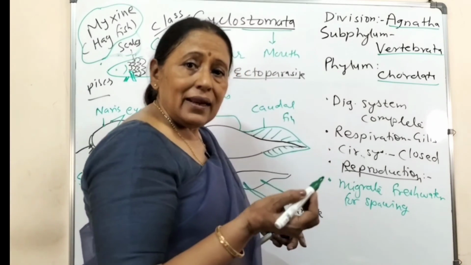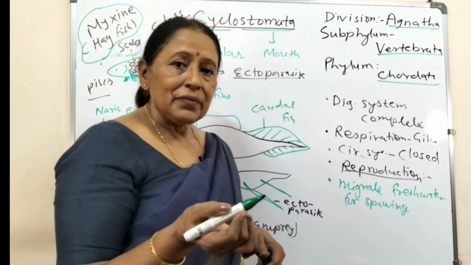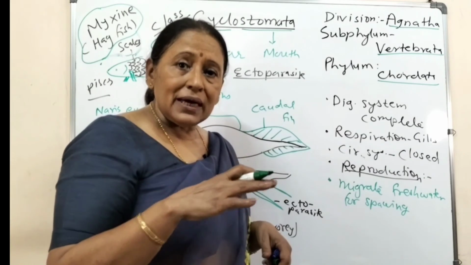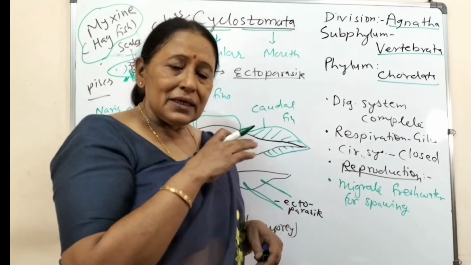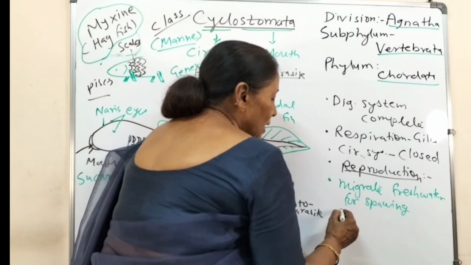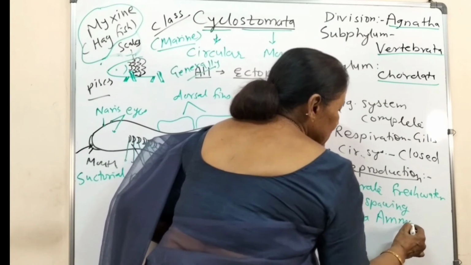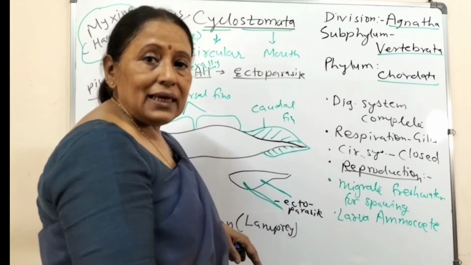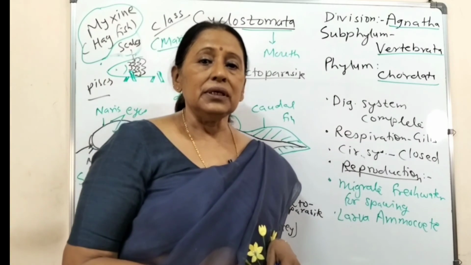and then after laying the eggs, within a few days the parents, they die. All of them, all cyclostomes, all these petromyzons, not the myxine of course, this is about the petromyzon. All of them die, and their larva, which is called ammocoete larva, after its metamorphosis, not immediately, then it goes back to the ocean.